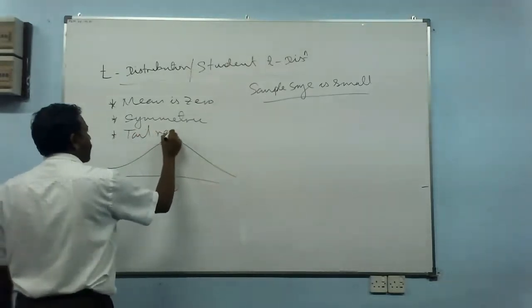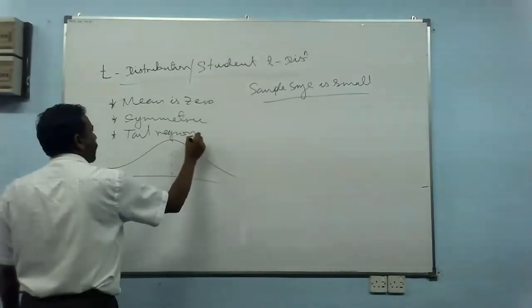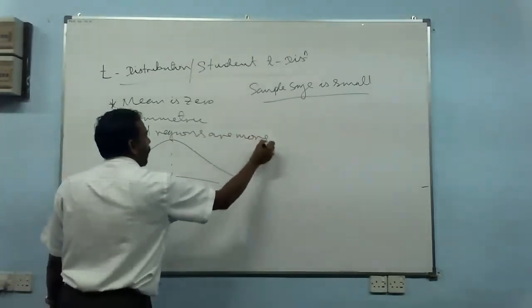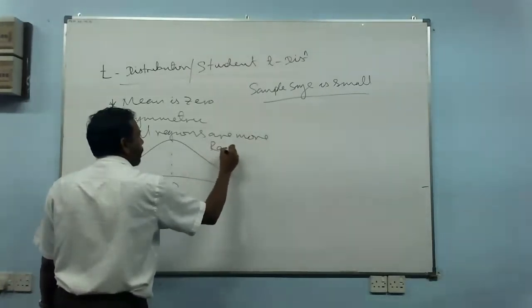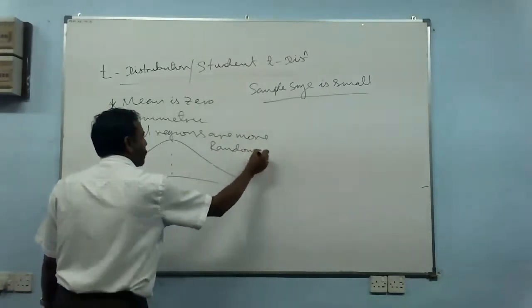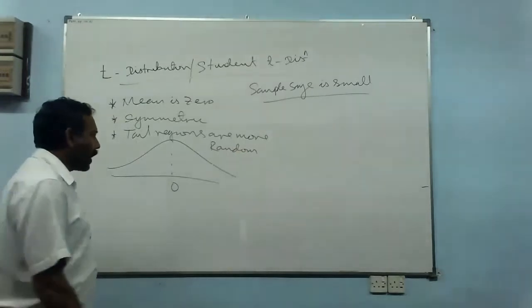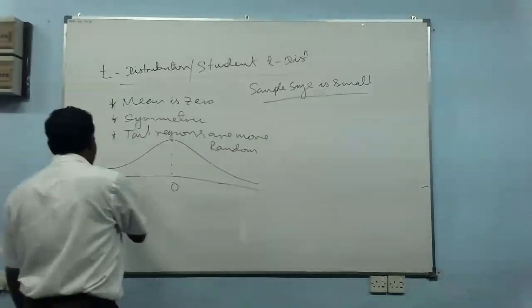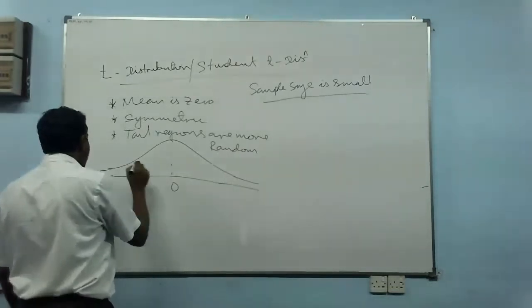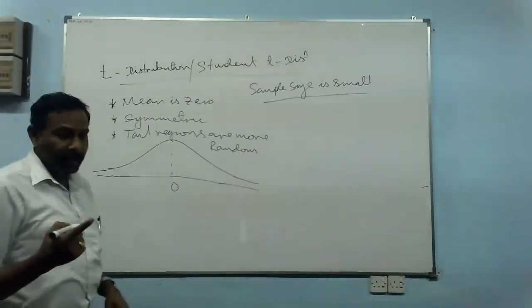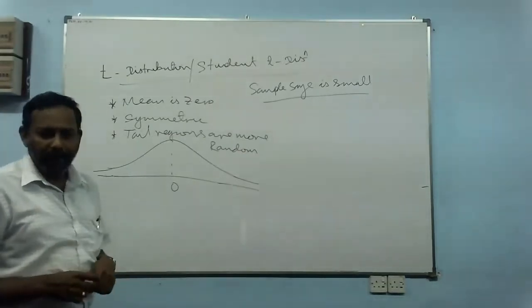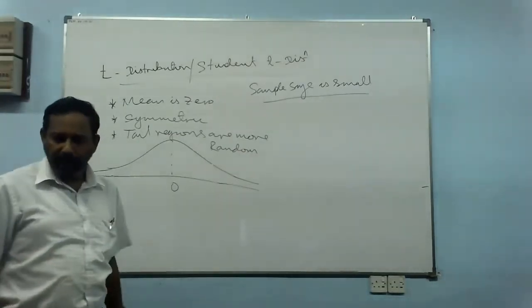Tail regions are more random. I have spoken to you in the previous lectures also. What do you mean by tail is more random? In a box plot, I discussed about that.